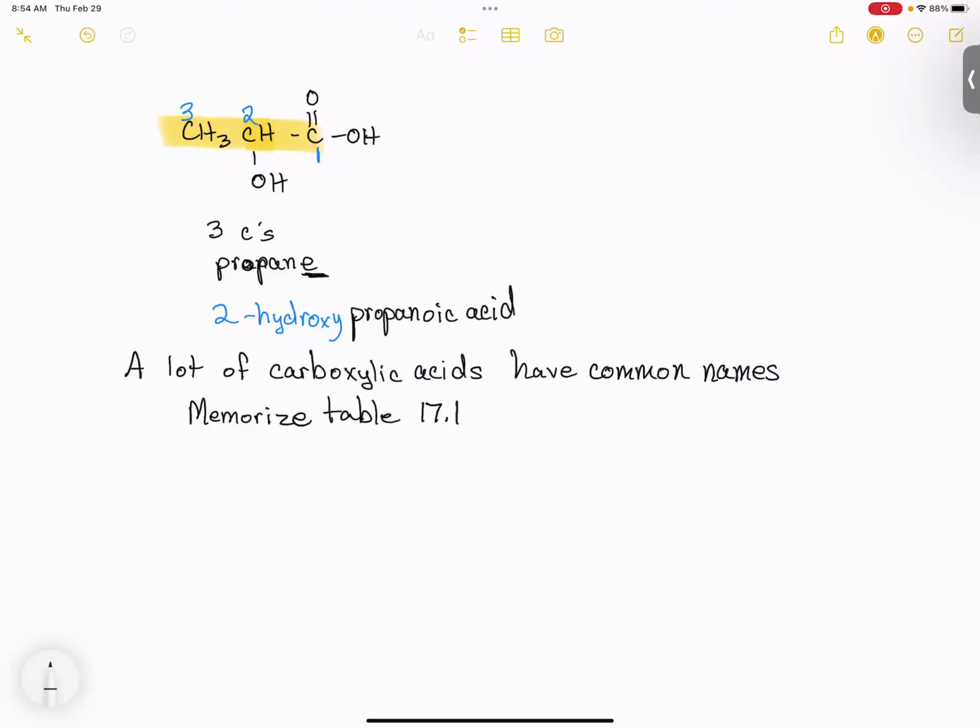Many of these carboxylic acids, especially when you get into stearic acid and glutaric, and some of the others, are going to be precursors to lipids. So you do need to know the common name for them. So again, you're going to need to memorize table 17.1.